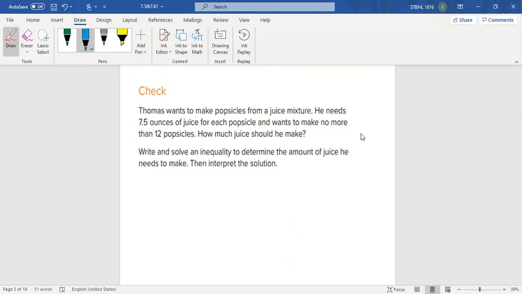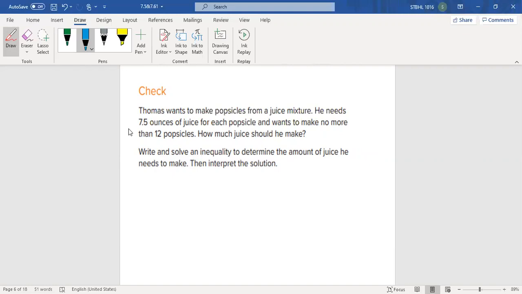Yes, we have another question. Thomas wants to make popsicles from a juice mixture. He needs 7.5 ounces of juice for each popsicle and wants to make no more than 12 popsicles. How much juice should he make? Now, write and solve an inequality to determine the amount of juice he needs to make, then interpret the solution. As with the question before, I have a keyword that will help me to write the inequality.